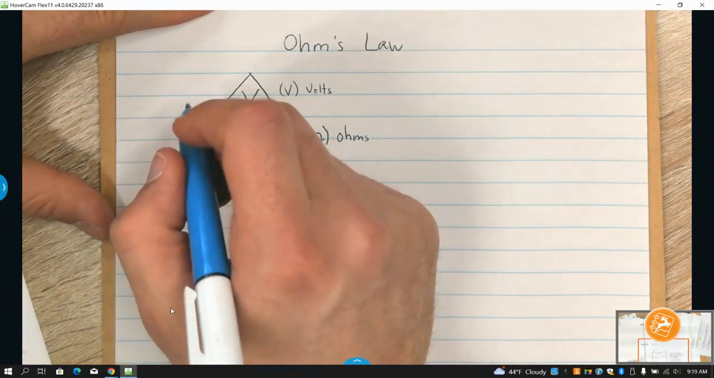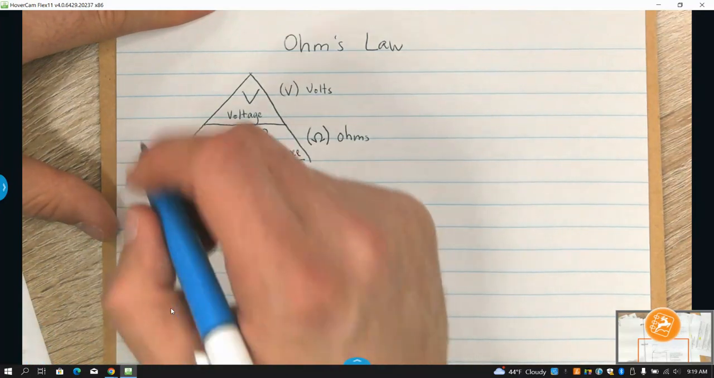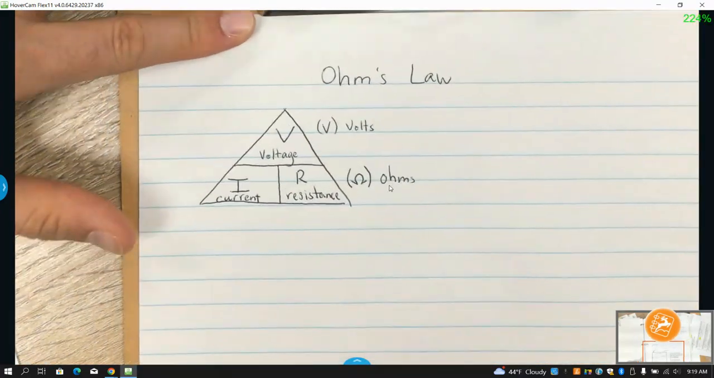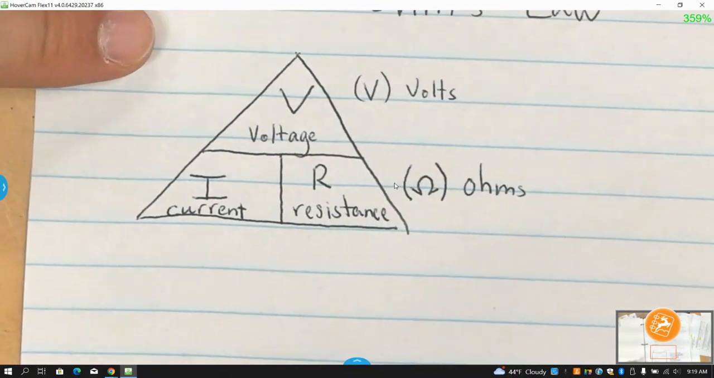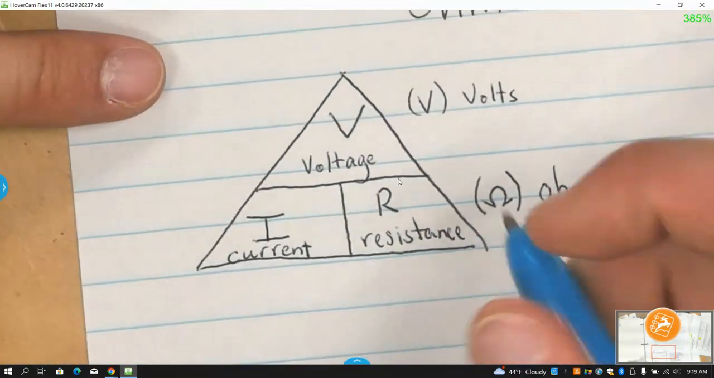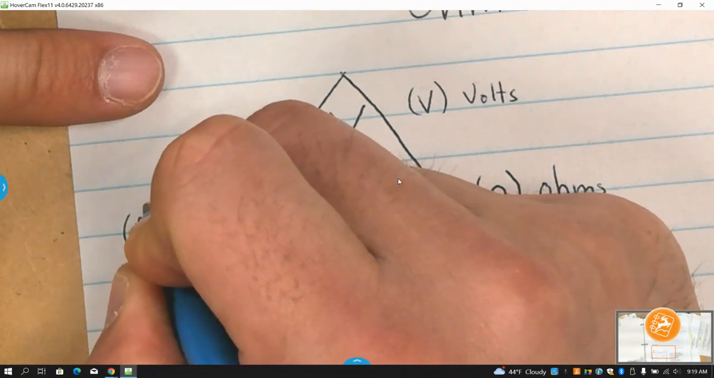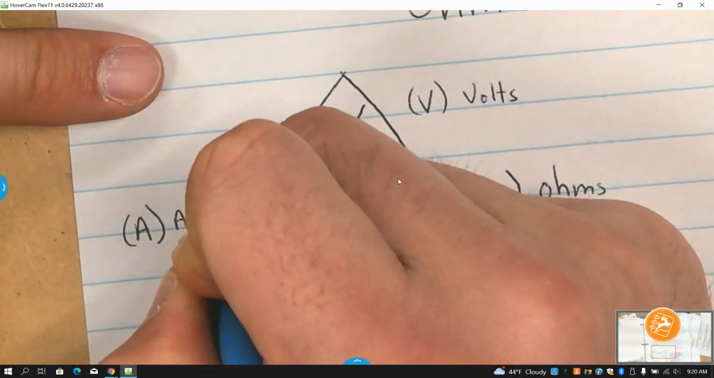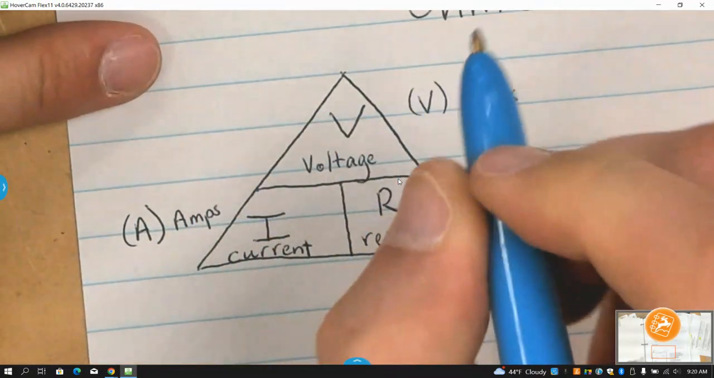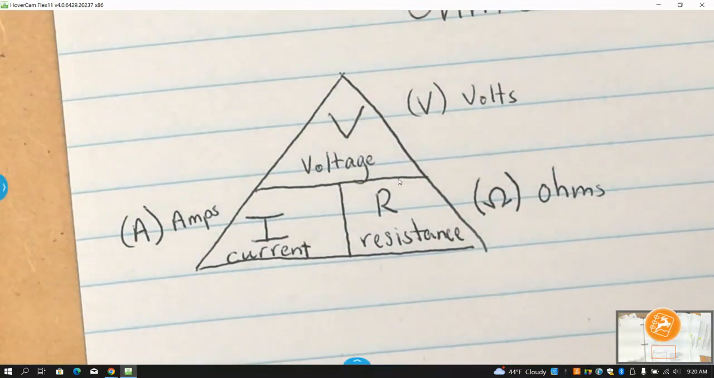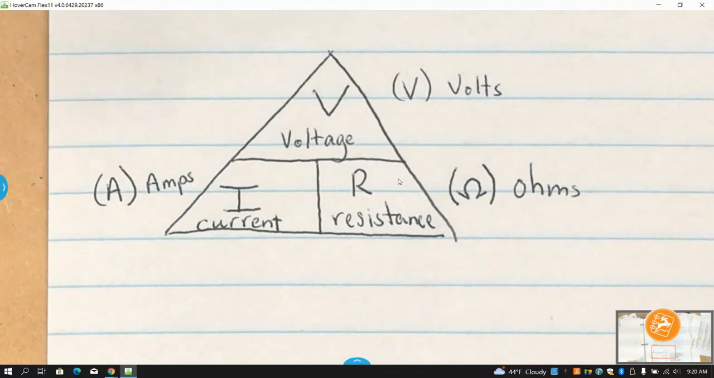And then for current, current is going to be an ampere, or we're just calling them amps for short, and that unit is a capital A for amps. So this is Ohm's law, essentially, briefly, in a nutshell.